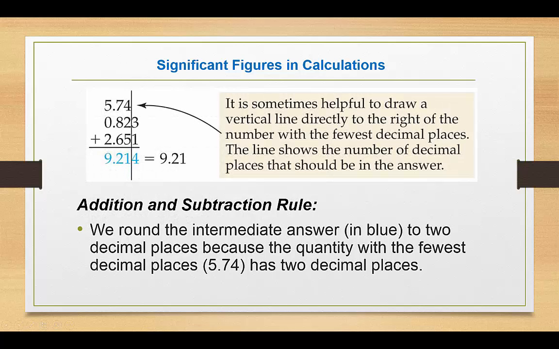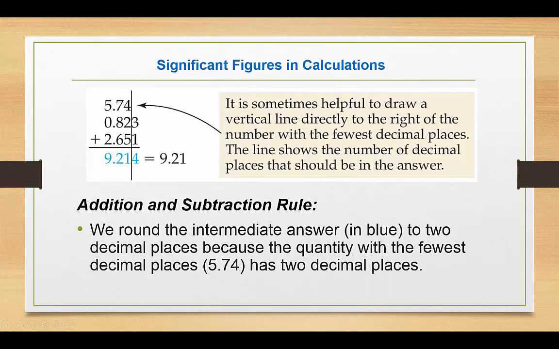All right, so here's an addition. We took 5.74, 0.823, and 2.651, and we added them all together. Okay, again, in my calculator, I get 9.214. What do I do here? Well, I have to look at where I have the least number of decimal places. Now here's a hint. When you're doing addition and subtraction, a lot of people want to write them out in a single line. So they would write 5.74 plus 0.823 plus 2.651 equals. They've got them all in a line like this.